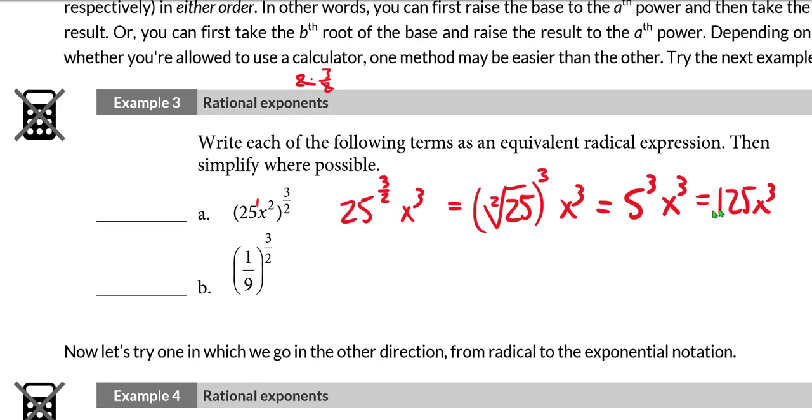I said a moment ago that you really should know the cubes of the first few integers. That would include going up to 5. You should know that 5 cubed is 125. So this is example 3a, 125x cubed.